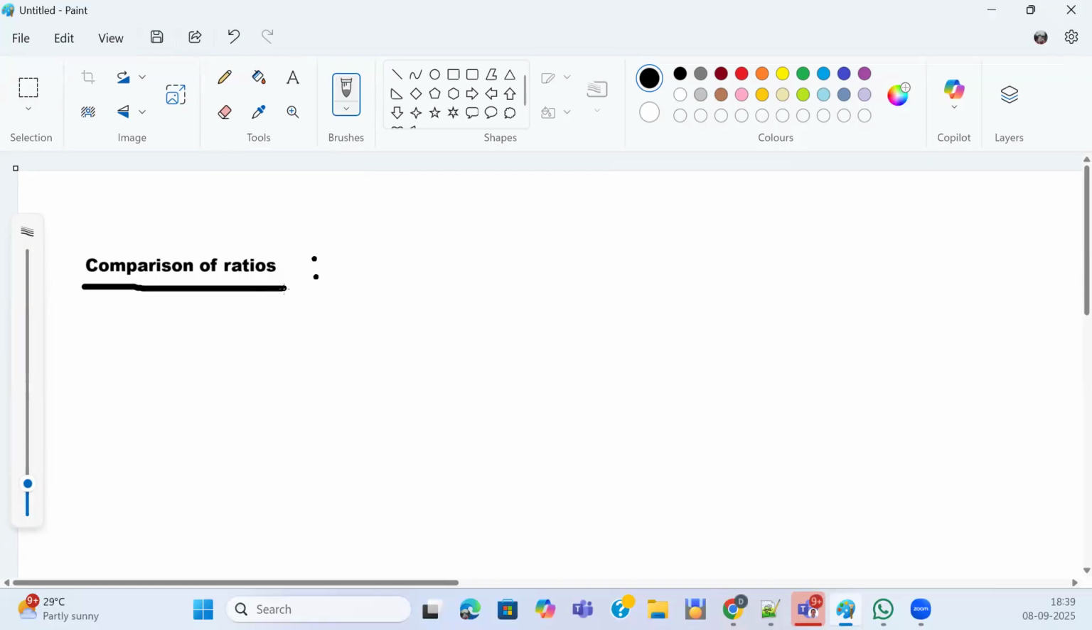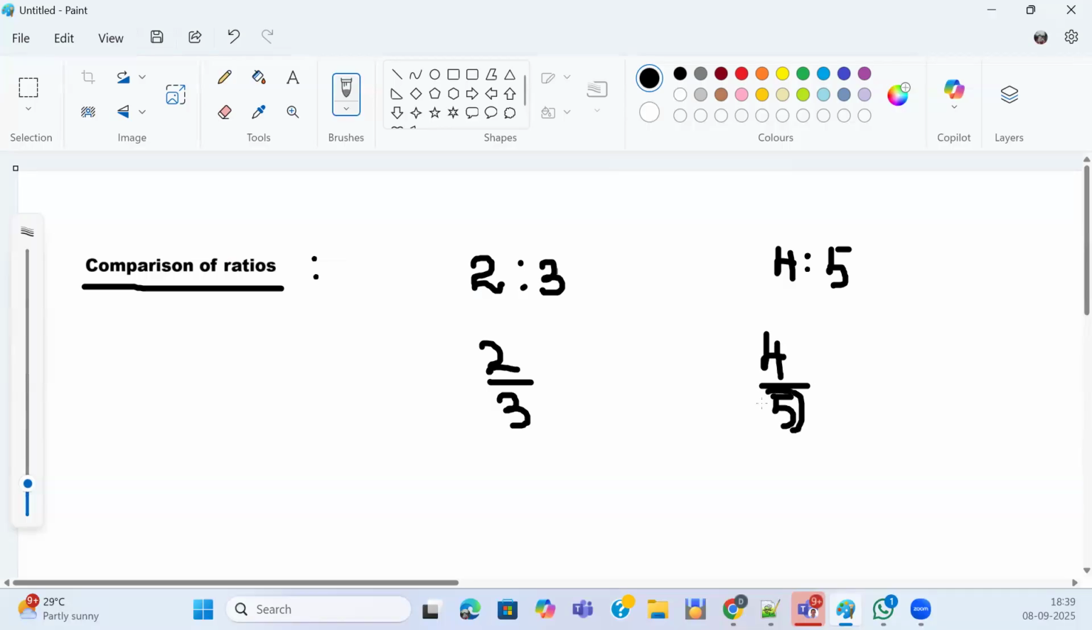Okay. What is the meaning of comparison of ratios? Say, for example, I have 2 is to 3, and I have something called 4 is to 5. Which is bigger and which is smaller? That's the meaning of comparison, right? I'll tell you 2 techniques. When they give the 2 ratios, 2 by 3, the other one is what? 4 by 5.